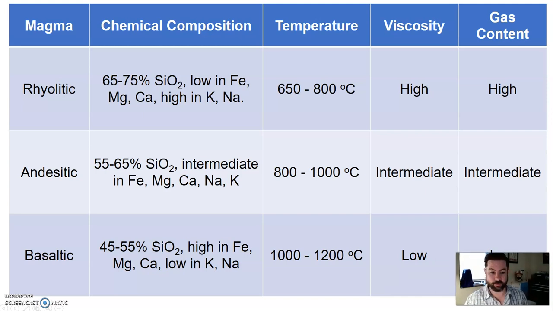The less gas, less explosive. So, in summary, basalt, very runny, not explosive. It's hot, just kind of oozes out onto the surface because it has low viscosity, and it's low in silica.